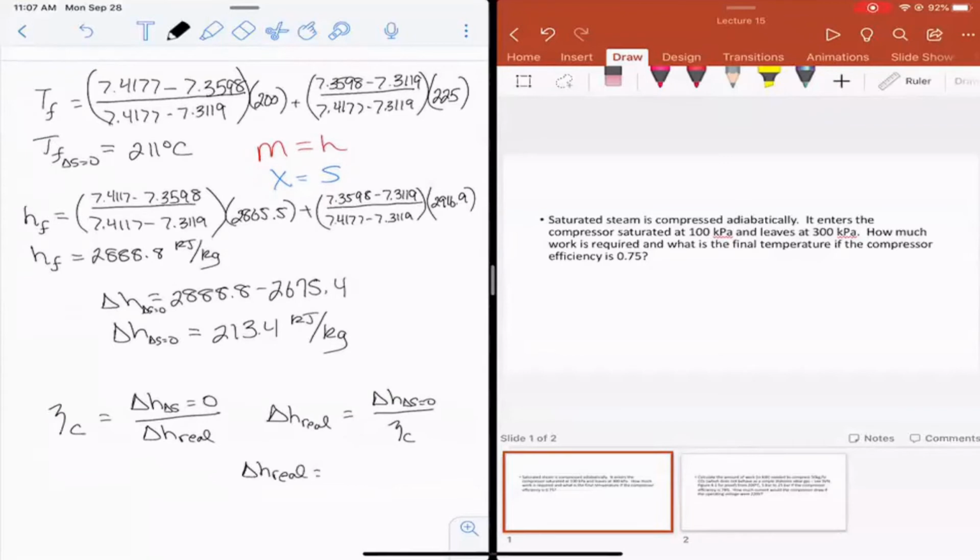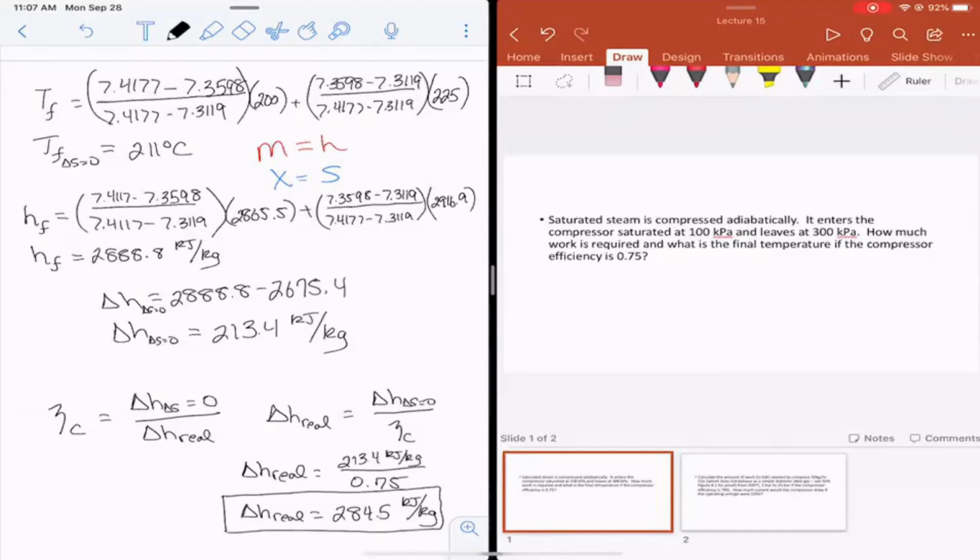And if we do that in this case, well then delta H real equals 213.4 kilojoules per kilogram divided by the efficiency, which we're told in the problem is 0.75. And so delta H real is then equal to 284.5 kilojoules per kilogram. All right, so when we're asked about how much work is required, well, there's that, right? There's the amount of work that's required.